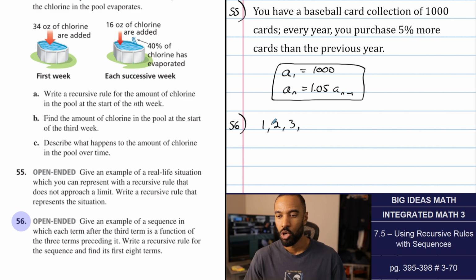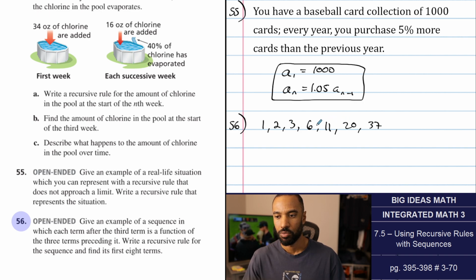Should we just add them? 1 plus 2 plus 3 is 6. 2 plus 3 plus 6 is 11. 3 plus 6 plus 11 is 20. 6 plus 11 plus 20 is 37. And then 11 plus 20 plus 37 is 68. I think that's right.